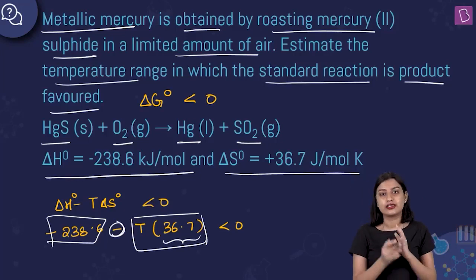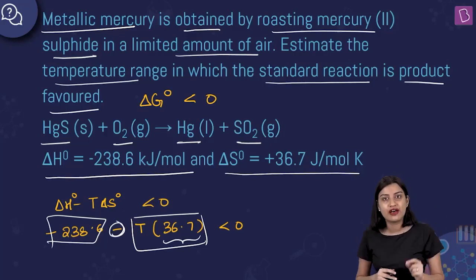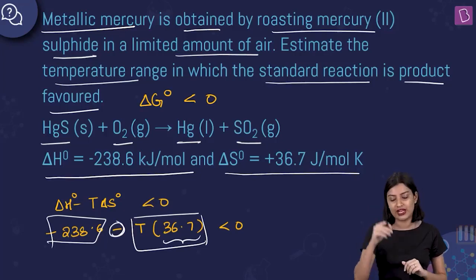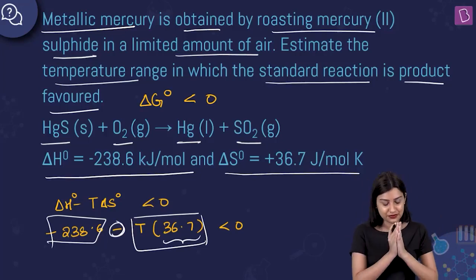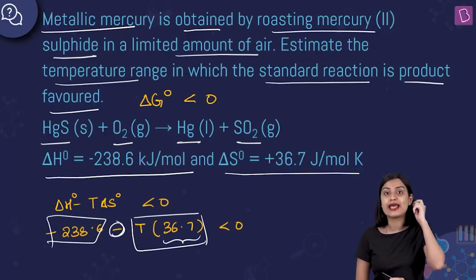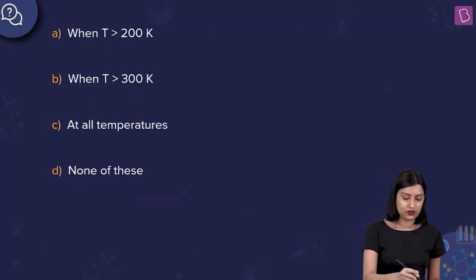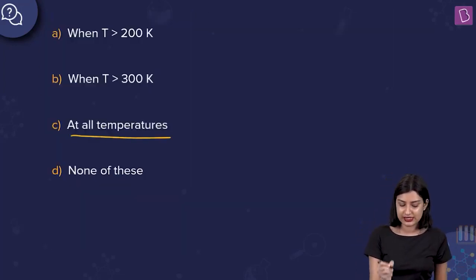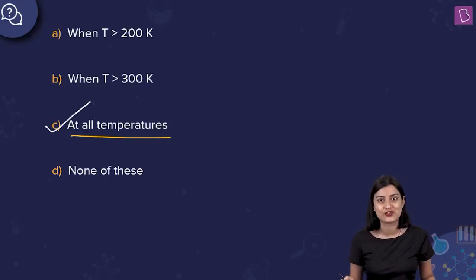Now that has got nothing to do with what we're saying. What I'm saying is for any temperature, the delta G naught value is going to be negative. Which means what? If delta G naught value is negative, it means the reaction is feasible. So what can we say? For all temperature values, for any temperature, this reaction is going to be product favored. Cool. So basically, what is my answer? My answer is option C, at all temperatures, which means C is going to be the right answer to this question.